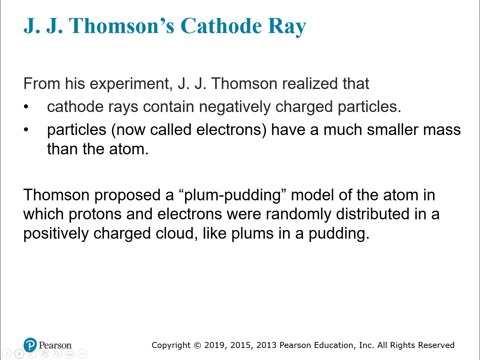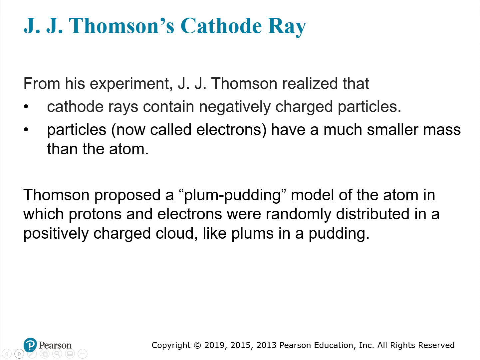Now let's talk about some of the other theories of what the atom looked like. We're going to build some history here. There's a man named J.J. Thomson who did work with cathode rays. And he realized that these cathode rays contain negatively charged particles. We now call them electrons, and they have a really teeny tiny mass.